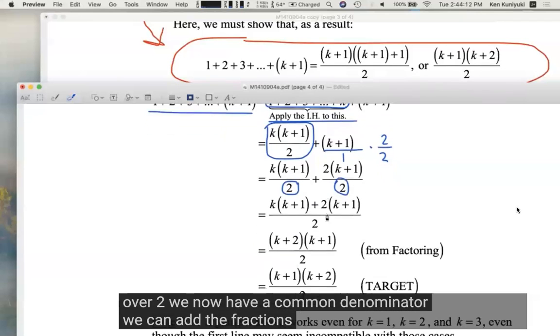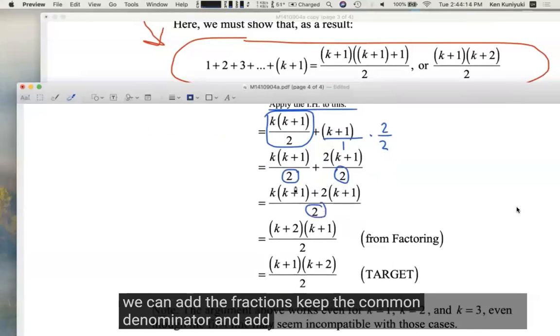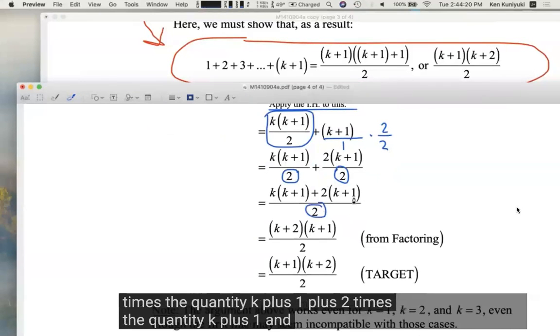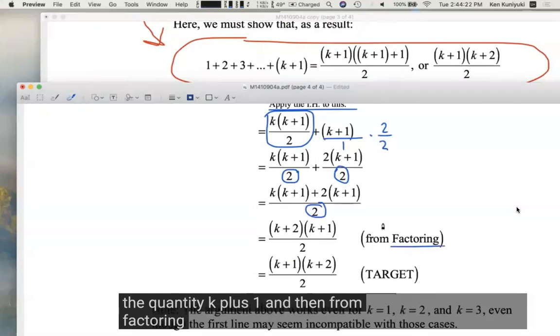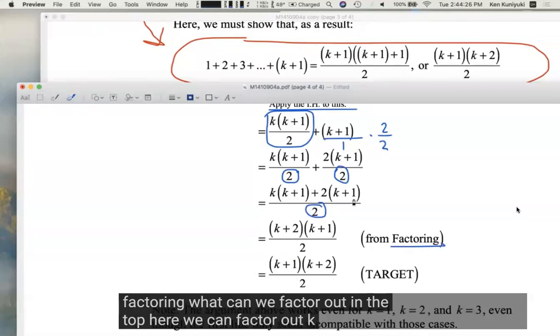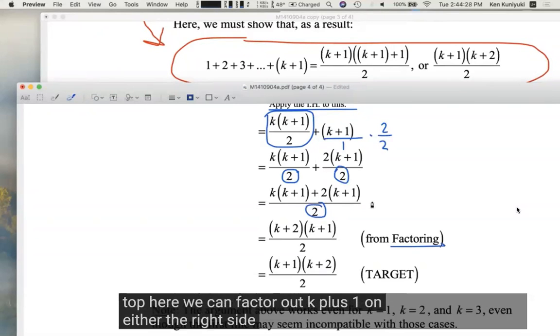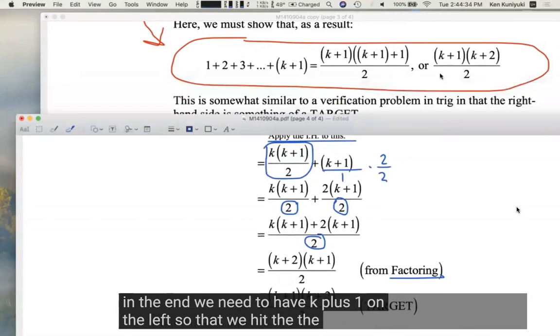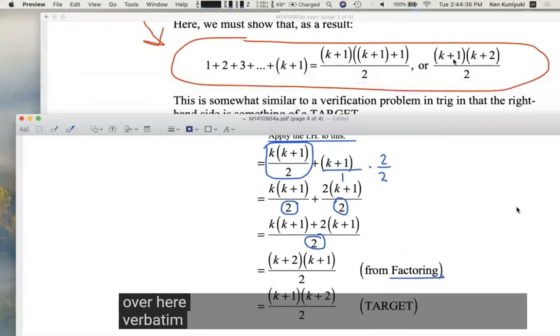We can add the fractions, keep the common denominator, and add the numerators. K times the quantity k plus 1 plus 2 times the quantity k plus 1. And then from factoring, what can we factor out in the top here? We can factor out k plus 1 on either the right side or the left side. In the end, we need to have k plus 1 on the left so that we hit the formula over here verbatim.